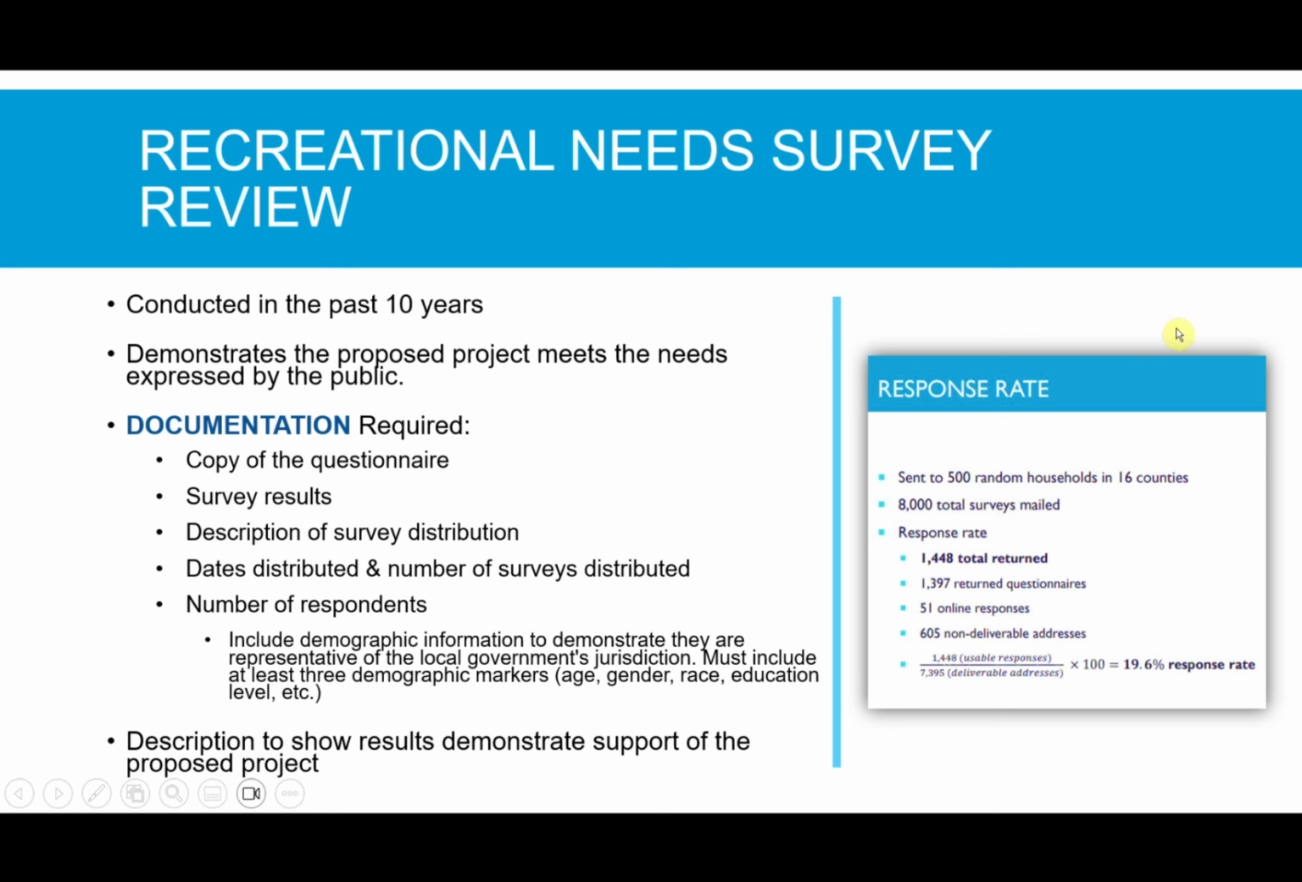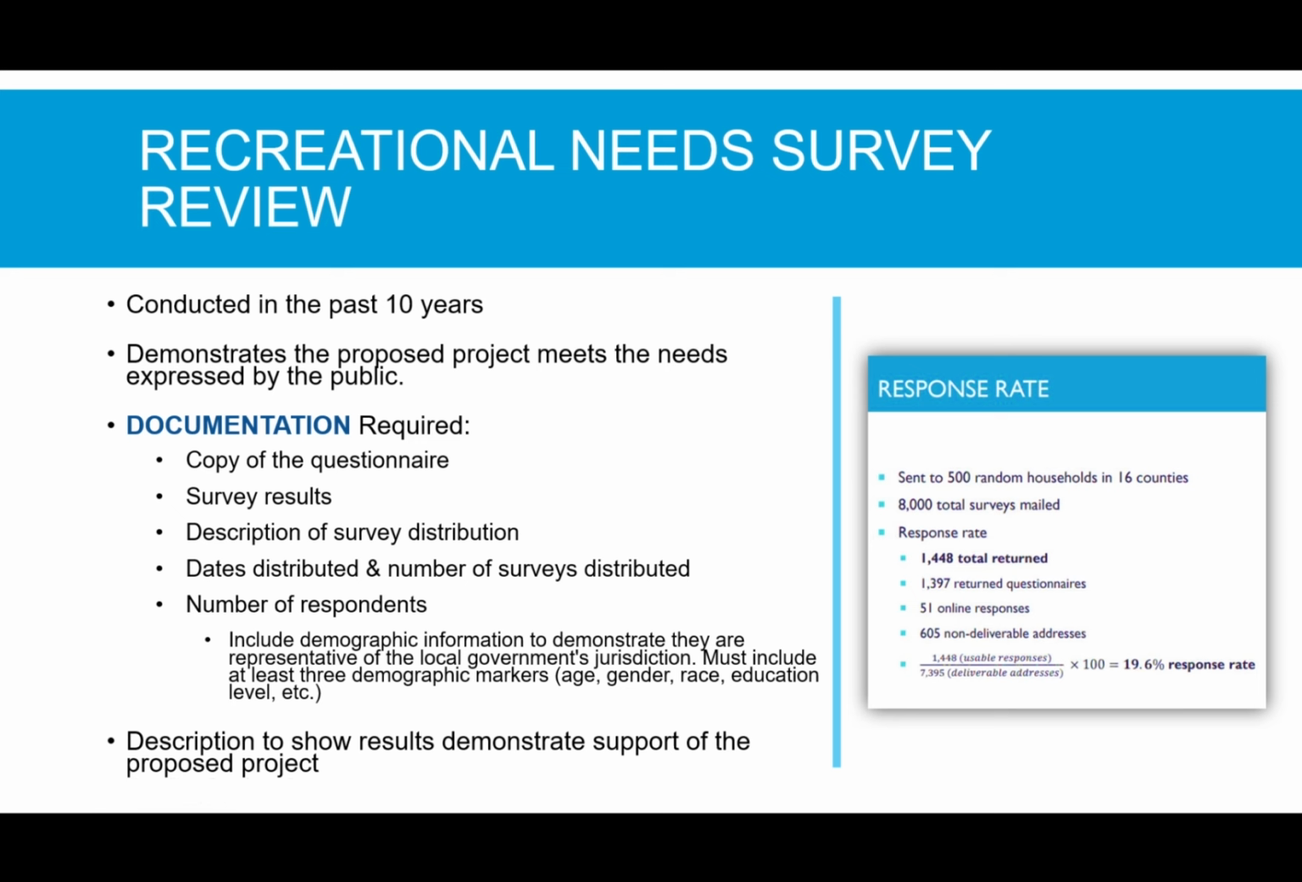So let's look at an example response rate. This is probably much larger than what you would do, because in this example we're looking at 16 counties. But in the example, you would mail surveys to 500 random households across those 16 counties. That would equal 8,000 total surveys that were mailed. 1,397 people or households returned the questionnaires, 51 completed online responses, and 605 were returned as non-deliverable. So we have 1,448 usable responses divided by the number of deliverable addresses. Multiply that by 100 and you get your response rate of 19.6%.